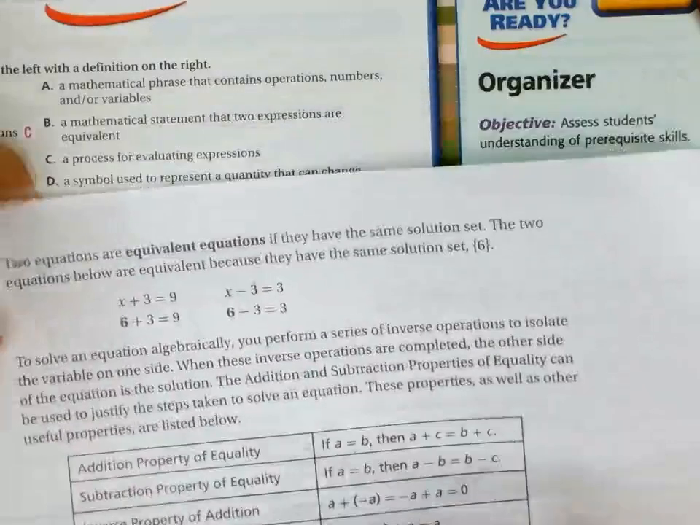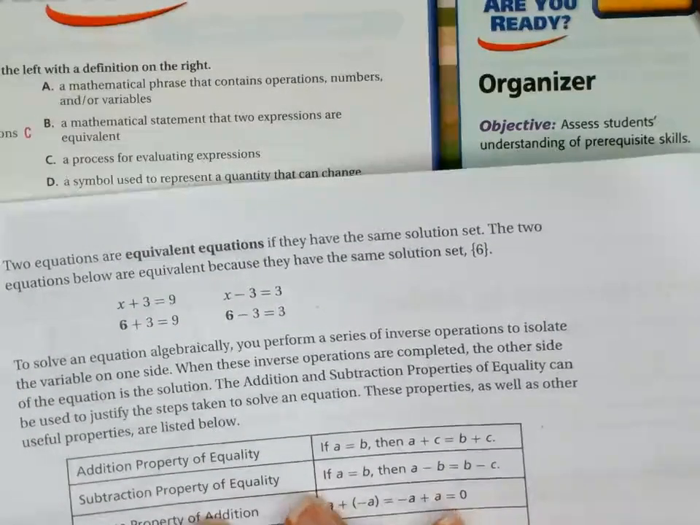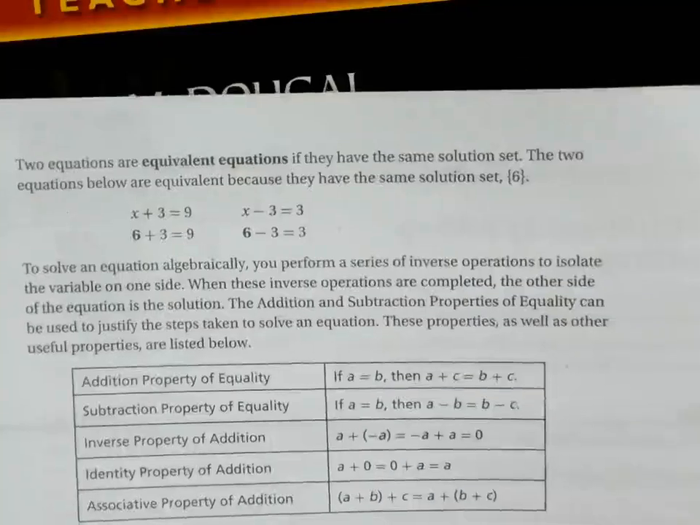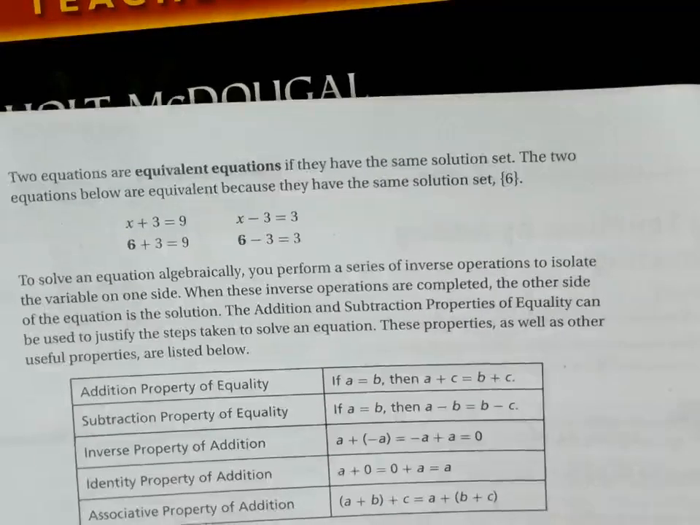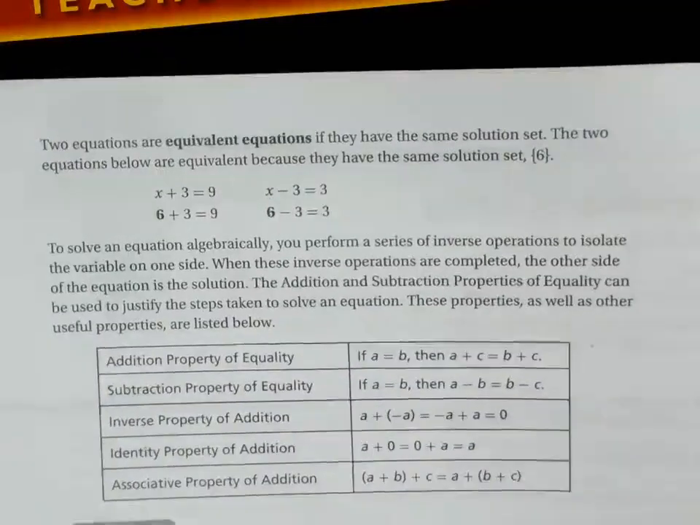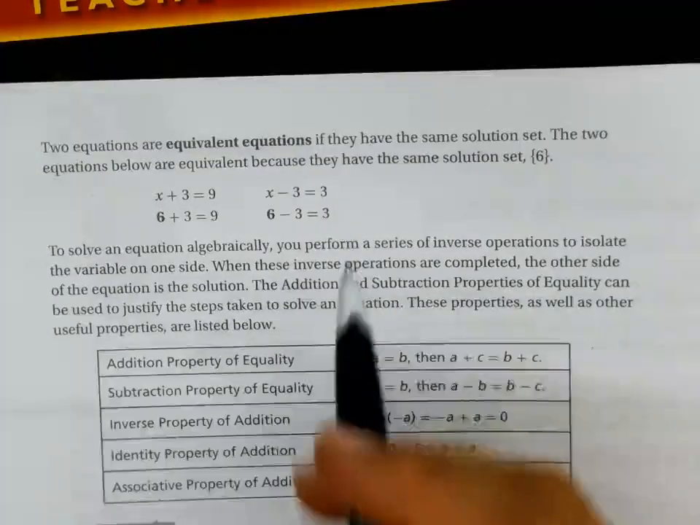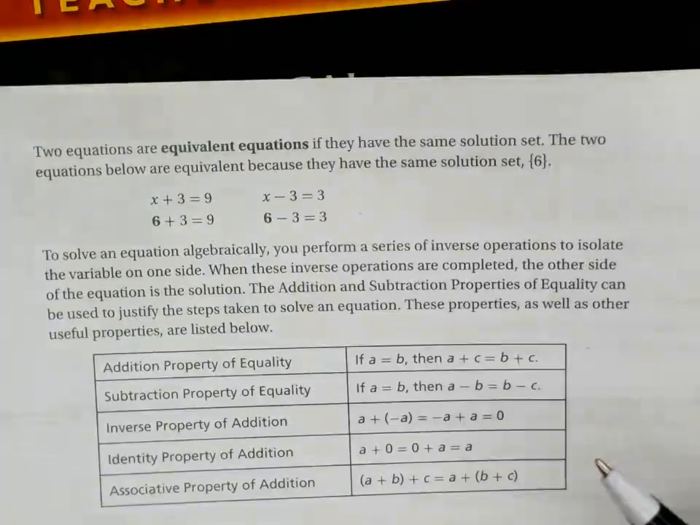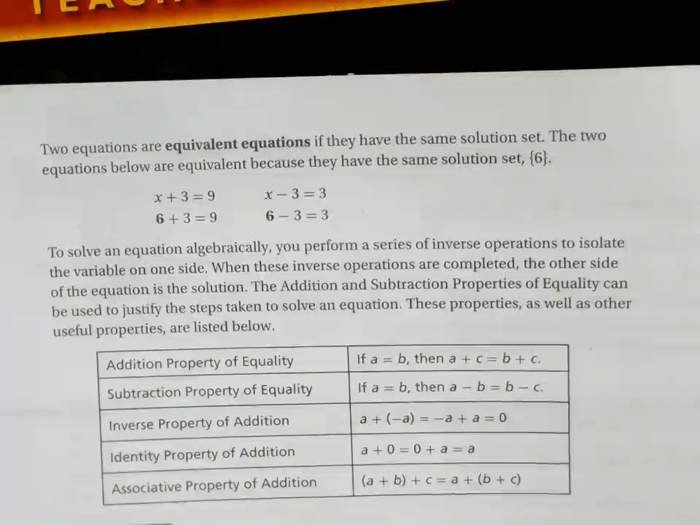Two equations are equivalent equations if they have the same solution set. The 2 equations below are equivalent because they have the same solution set of 6. To solve an equation algebraically, you perform a series of inverse operations to isolate the variable on one side. When these inverse operations are completed, the other side of the equation is the solution. The addition and subtraction properties of equality can be used to justify the steps taken to solve an equation. These properties, as well as other useful properties, are listed below.